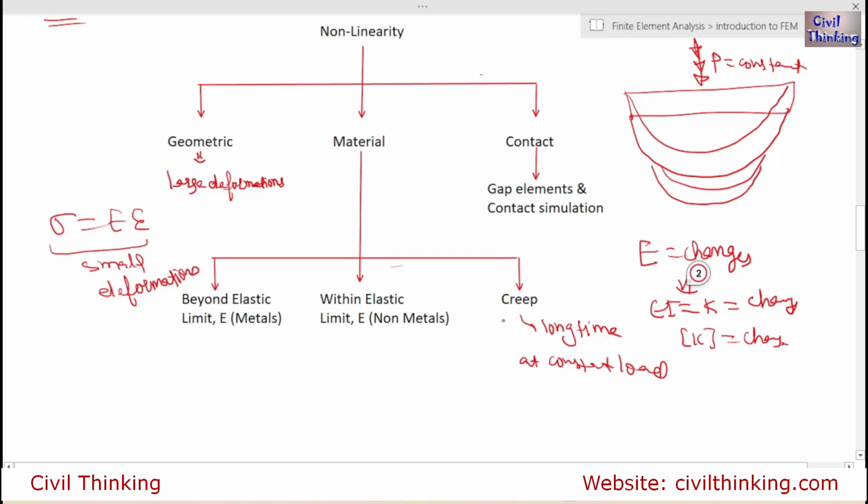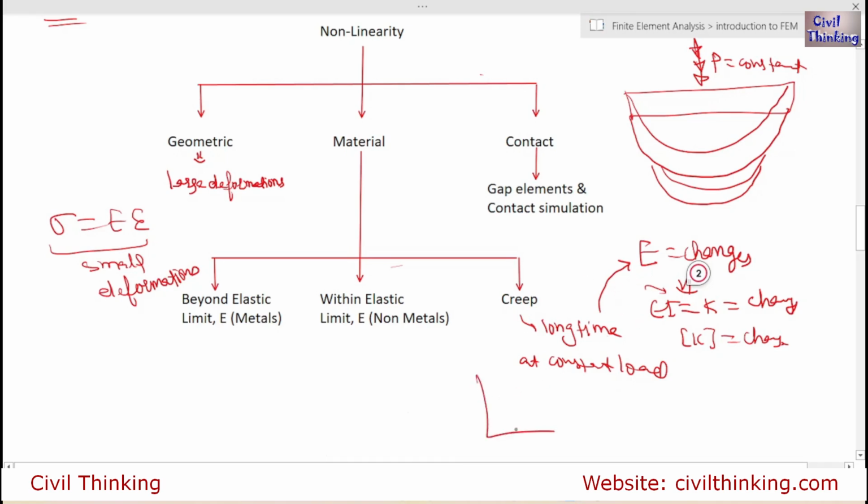And remember, because creep is a long time process, the internal structure of the material changes, which leads to the change in E. Which leads to the change in K. So the K is not constant in case of creep. Since K is not constant or E is not constant, that is also non-linear.